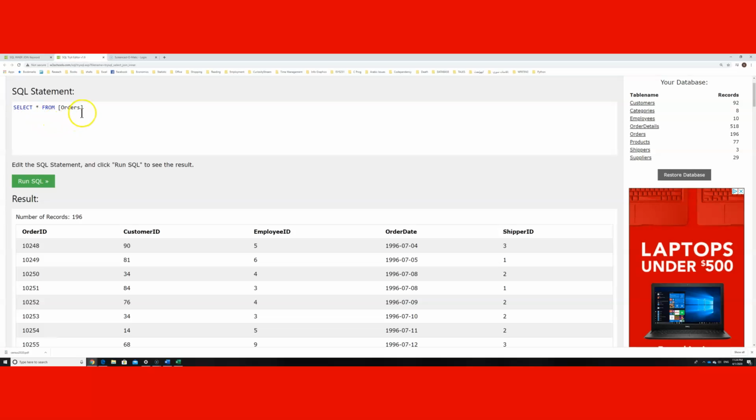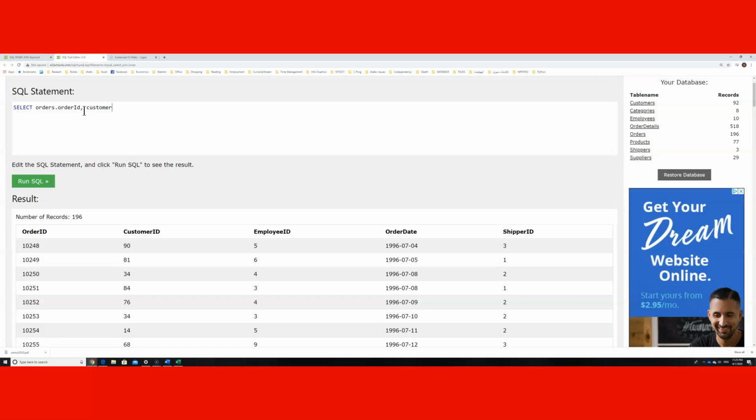And the first thing that I'm going to do is to go ahead and say select, first of all, orders, start with order ID. Okay, it's not case sensitive, and I'm going to say here customers dot customer name, comma, and we're going to go ahead and say shippers, shipper name. So this is coming from the shipper tables, three of them.